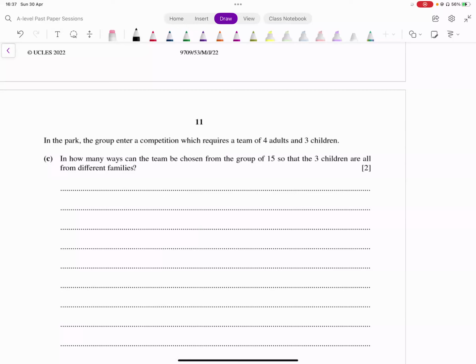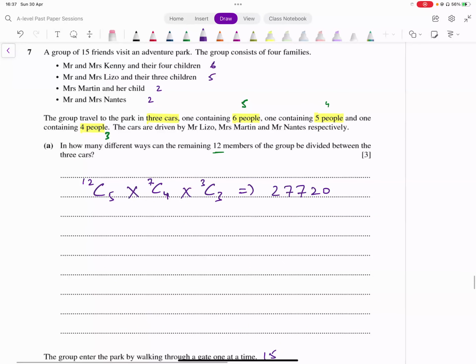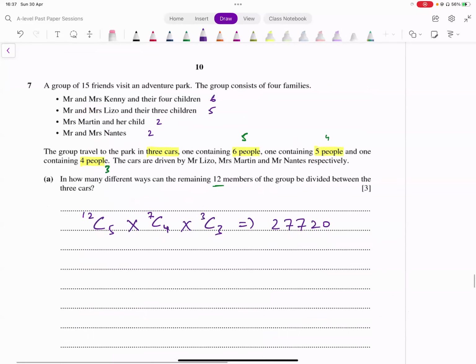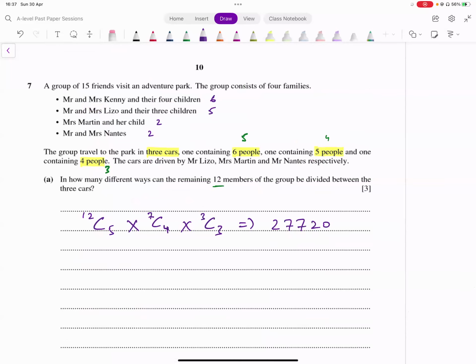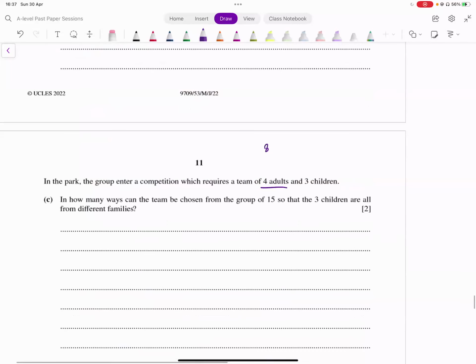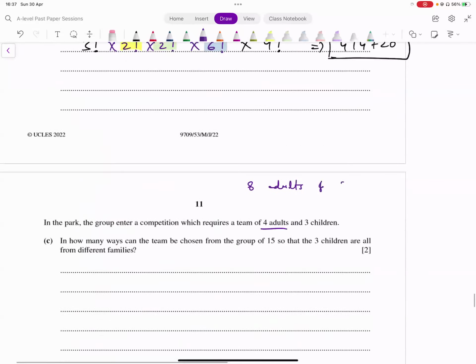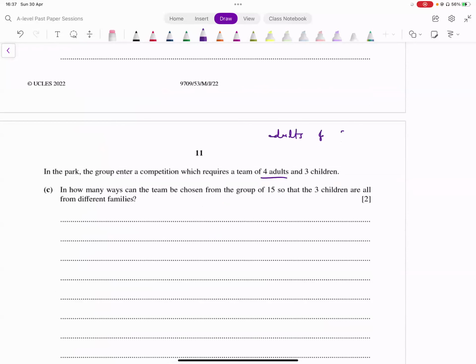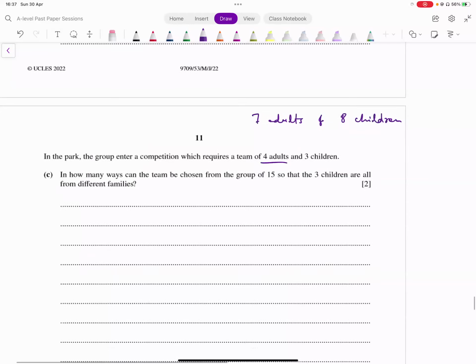ठीक है, adults पे कोई condition नहीं है. How many adults do we have? Let's count them. Mr. and Mrs. Kenny, that's 2. Mr. and Mrs. Liza, 2 more. Mrs. Martin, 1. And Mr. and Mrs. Landis. There are 7 adults in total, right? Or 8 children. So we have 8 adults in total. And, no, sorry, 7 adults. I counted 7. I wrote 8. 7 adults and 8 children. ये आपके पास total होगा, ठीक है?